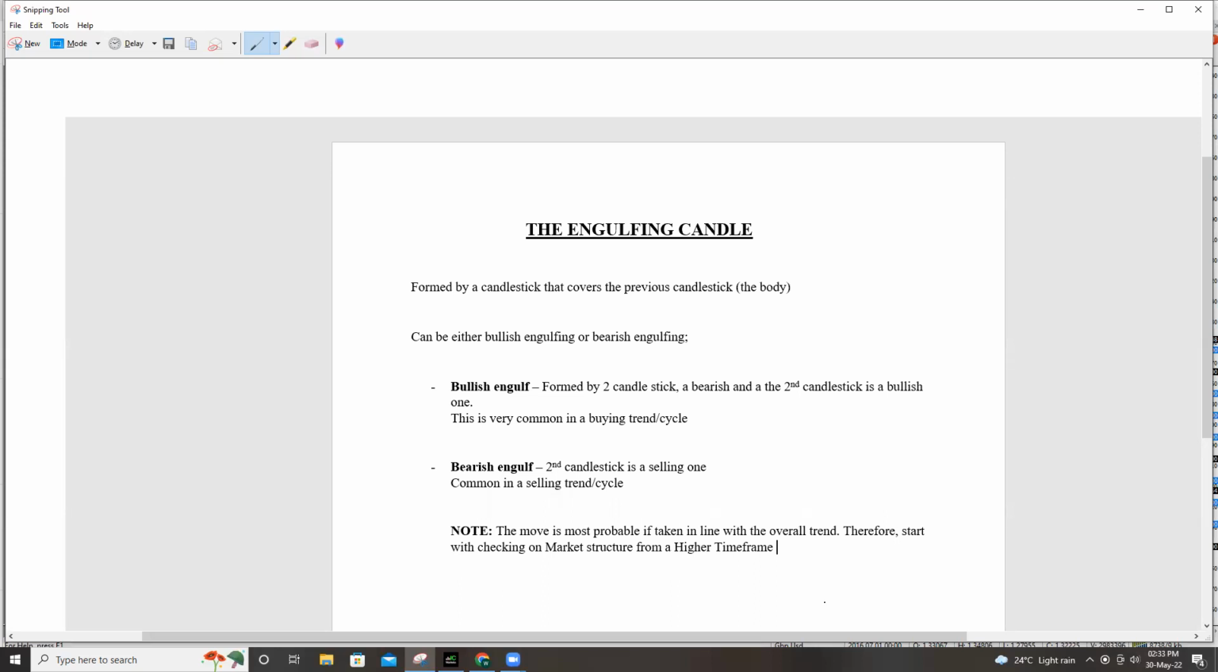If you're a beginner, pause this video, go to the other videos, the beginner videos, and you understand the body of a candlestick, the 2 wicks or 2 tails, and so forth. So when we're talking about the shadowing, or the covering, this is the body of the candlestick. Note, you can have a bullish engulf, which will be formed by 2 candlesticks, the first a bearish, and the second candlestick a bullish one. So for a bullish one, the second candlestick should be a buying candlestick or bullish. This is very common in a buying trend or cycle.